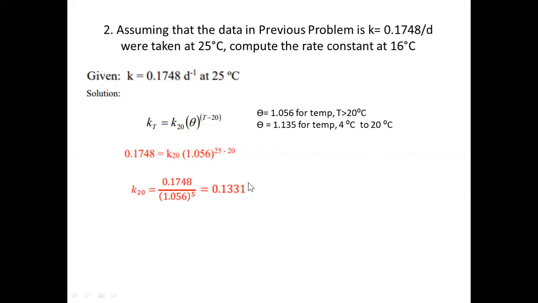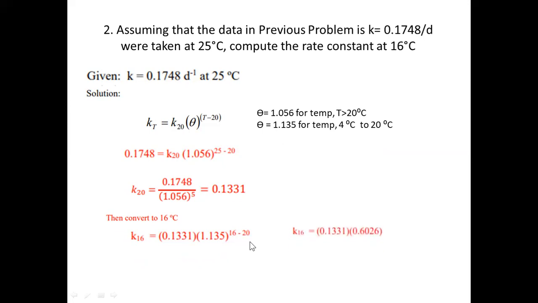Now we're going to use this value of the rate constant of deoxygenation for 16 degrees Celsius. Let's solve for the value of the rate constant at 16 degrees Celsius. We're going to use again this formula. So K at 16 degrees Celsius is equal to K20, which was solved earlier at 0.1331. Since this is 16 degrees Celsius, we're going to use the value of theta at 1.135. This is raised to 16 minus 20.